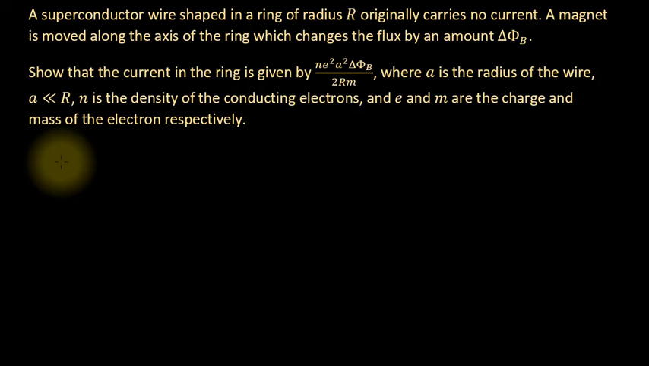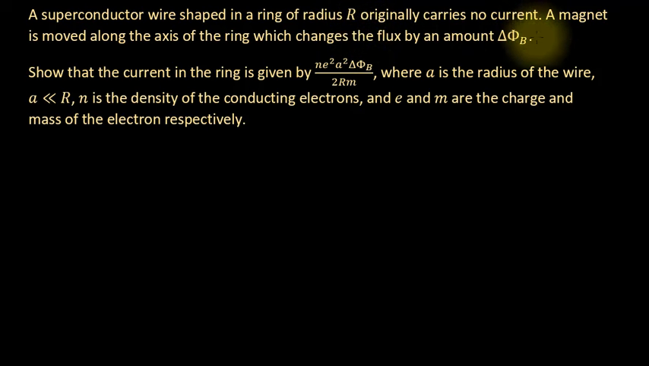Today we'll talk about a problem on electromagnetism. The problem states that a superconductor wire shaped in a ring of radius r originally carries no current. A magnet is moved along the axis of the ring, which changes the flux by an amount delta phi b.